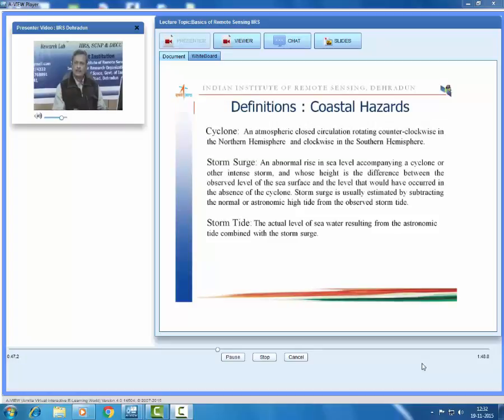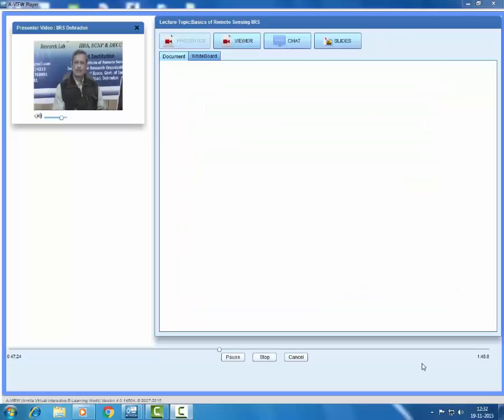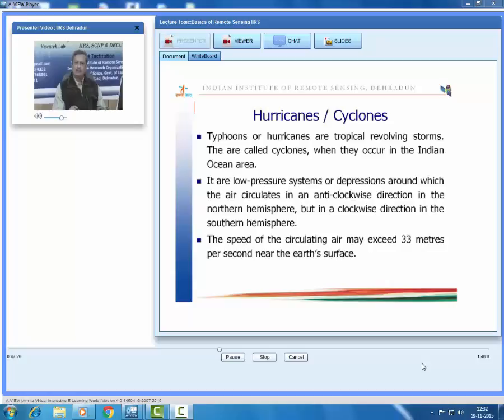Coastal hazard: when you talk about the cyclone, there is an atmospheric closed circulation rotating counterclockwise in the northern hemisphere and clockwise in the southern hemisphere. There are storm surge and also storm tide, and the cyclone is called differently in other parts of the Pacific Ocean and Atlantic Ocean. Somewhere they call it a typhoon, somewhere a tornado, but they are almost the same. Typhoons and hurricanes are tropical developing storms. They are called cyclones when they occur in the Indian Ocean region. The speed of the circulating air may exceed 33 meters per second near the Earth's surface.